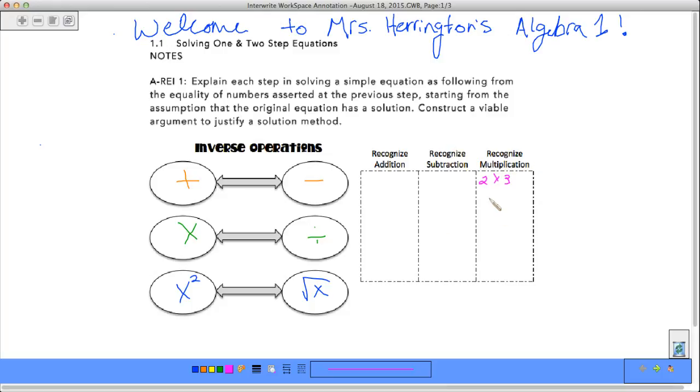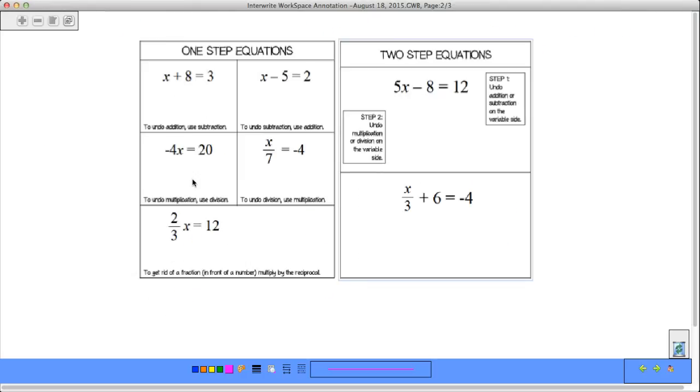So you may see parentheses, like 2 times 3, or a dot between it, like 2 times a, or they could just be side by side, like 5c. Those two things are being multiplied together. So those are all examples of multiplication. Remember, we don't want to use that top one because we don't want to confuse our variables and our operations. Okay. So as long as we've got a good grasp on these inverse operations, solving equations should be a breeze. So let's give it a shot.